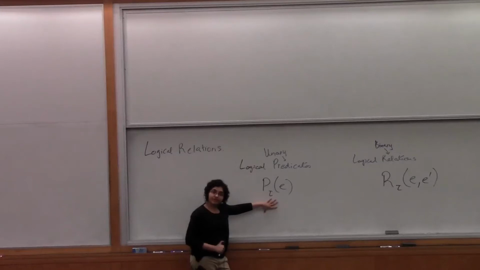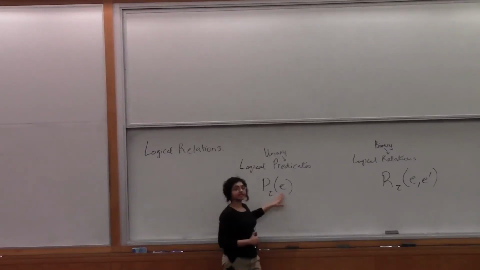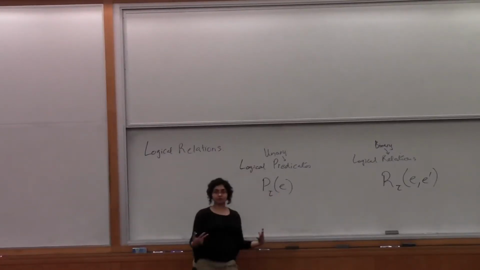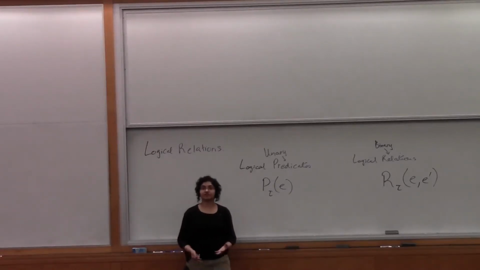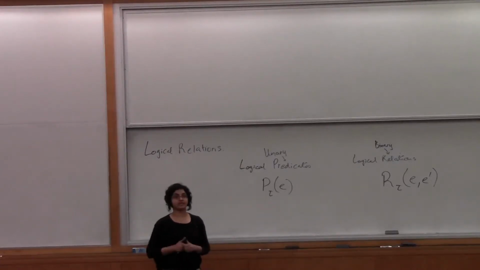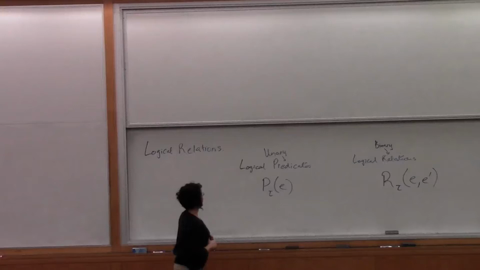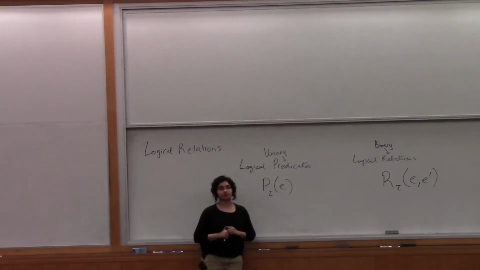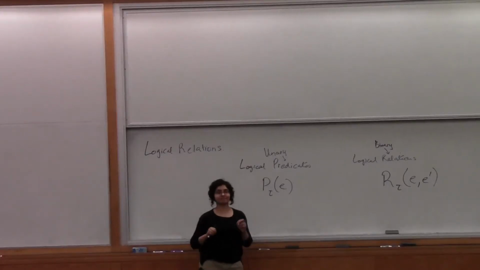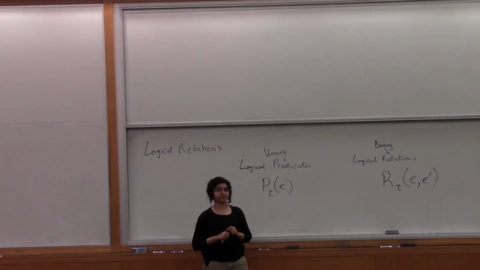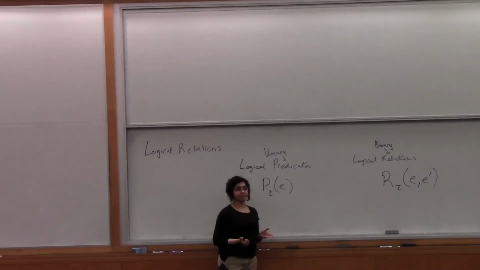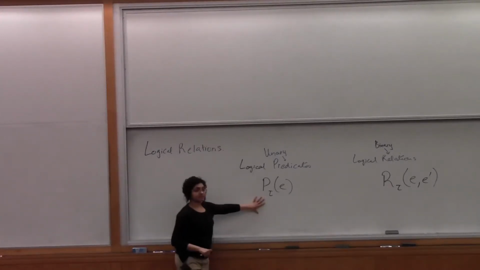Examples of using logical predicates, or unary logical relations, are things like type safety. I can set up a logical relation to show that some E of type tau is type safe: that a term of that type, if it type checks, will not get stuck when you run it. Another example is to prove strong normalization of the simply typed lambda calculus. Strong normalization is a way of saying that all well-typed terms in the simply typed lambda calculus will terminate. That's an instance of this.